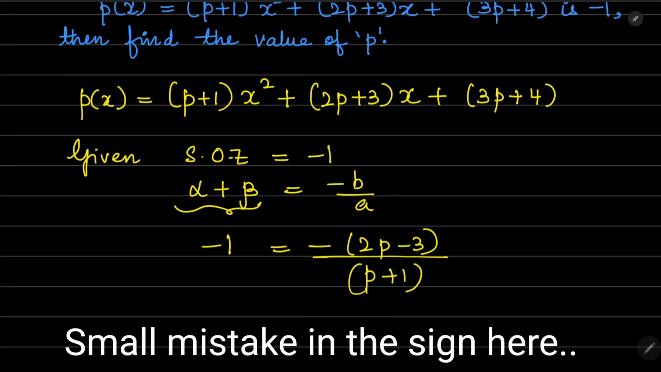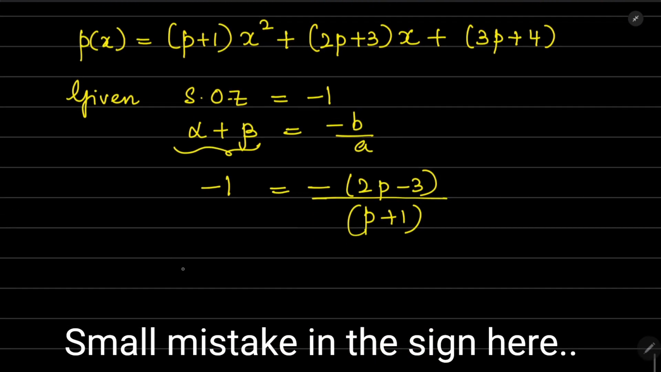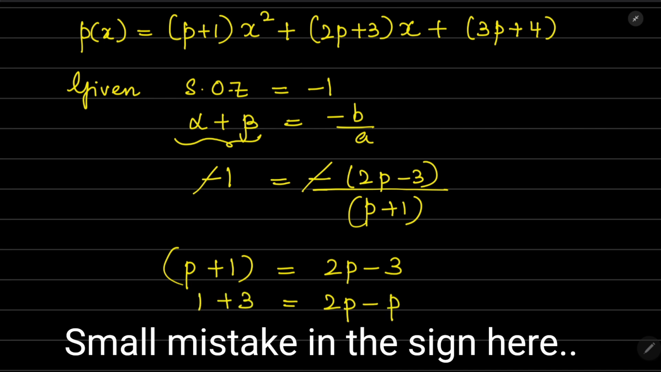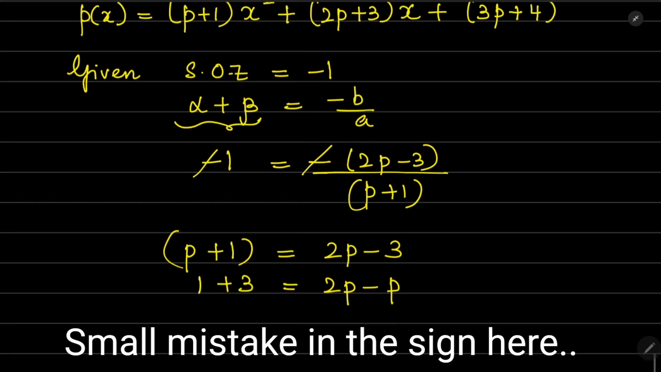Cross multiply. Minus minus will get cancelled. What you get is p + 1 equal to 2p minus 3. So 2p will go to the other side, which is minus p. Here minus 3 will come to the left hand side, which will become plus 3. So what is 2p minus p? It is just p. And 1 plus 3 is equal to 4. So what is the value of p that you are getting?